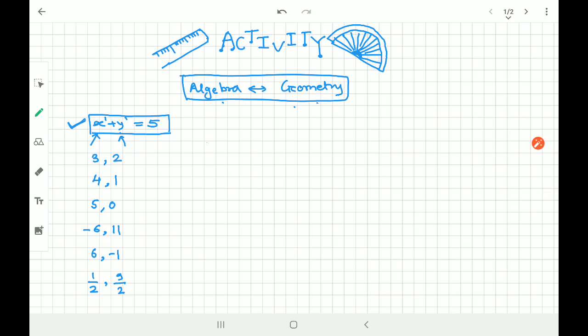So one simple question I am asking you, how many such solutions you can find? Yes, we can find infinite solutions. Interesting, isn't it? We can find infinite solutions of this equation, right? Is this clear?